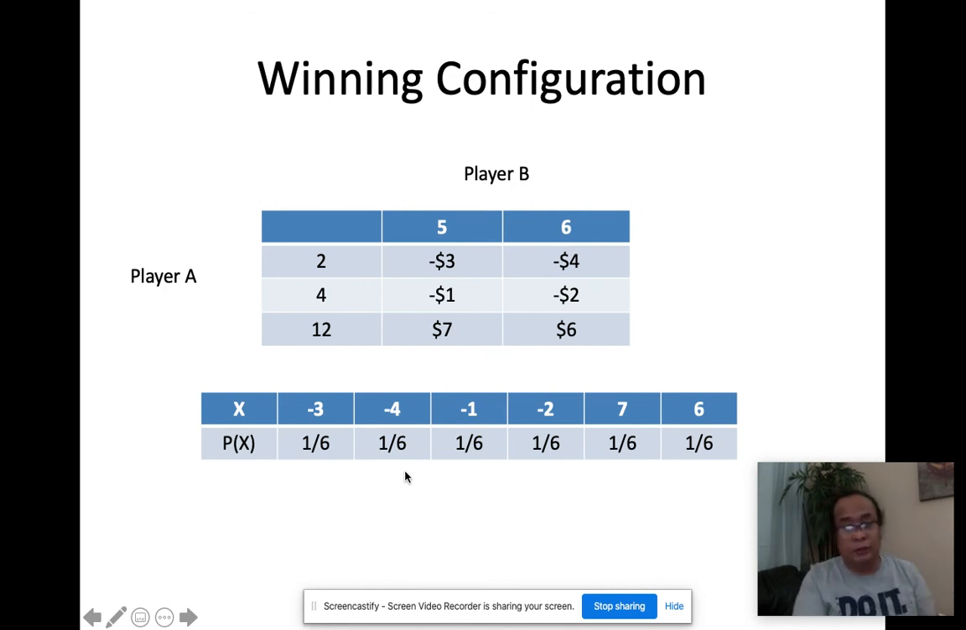So if I do this, I'll get E of x equals 3 over 6 or 0.5. So even though player A loses 4 out of 6 times, he still wins 50 cents on the average.